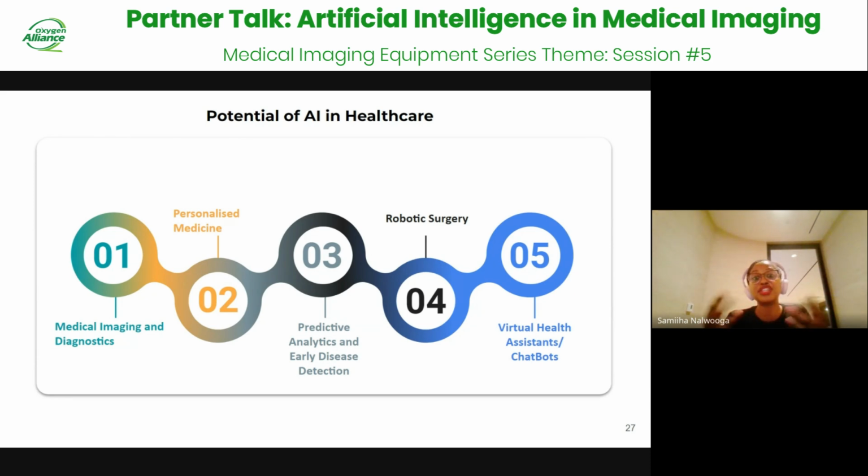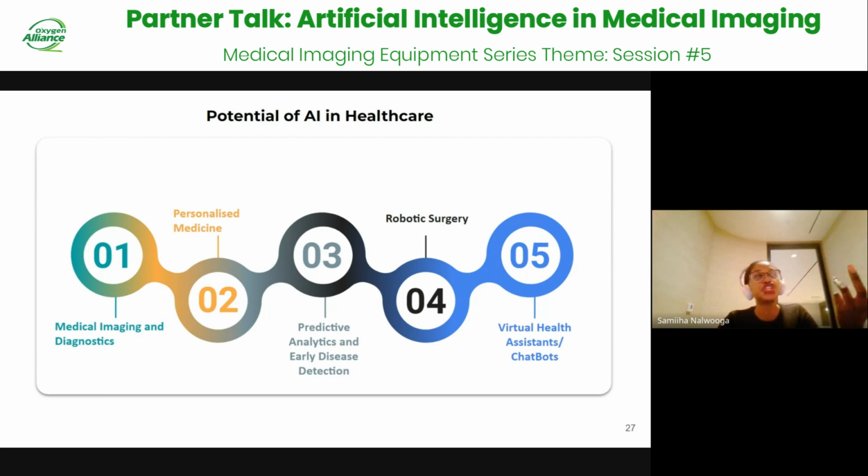Then the other is predictive analytics and early disease detection. Like I said, AI has the ability to predict the future, given the current and the past. It has the ability, of which us as humans is a bit hard, but it has the ability to do that.